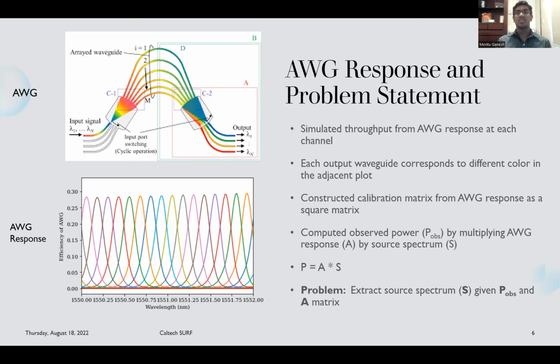The reason why we did this is so that we could extract the spectrum by performing operations such as matrix inverse. The way this works is we can compute the observed power by multiplying the AWG response by the source spectrum through matrix multiplication, using the equation below. If you look here, you have A as the AWG response matrix, S as the source spectrum, and P as the observed power. What we're trying to do is extract the source spectrum S, given the observed power and the AWG response matrix.